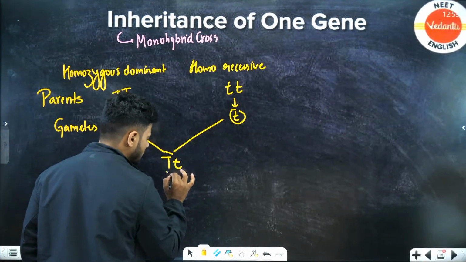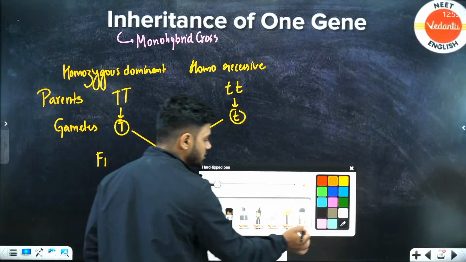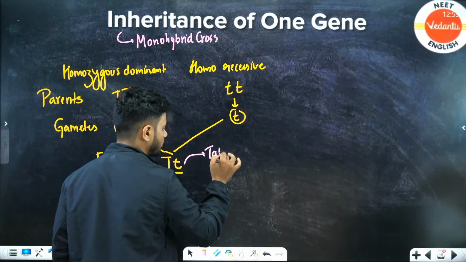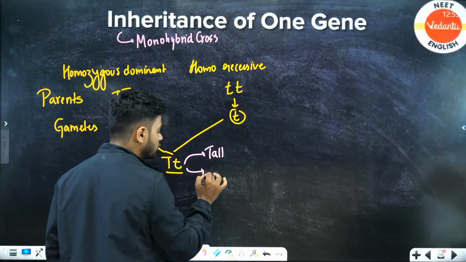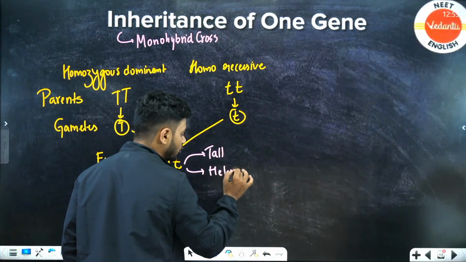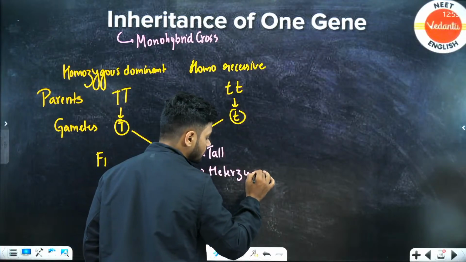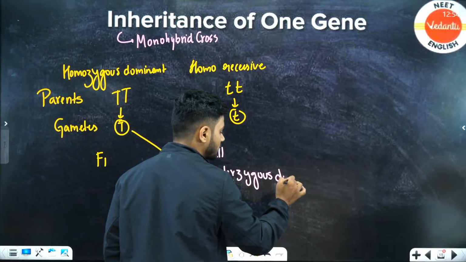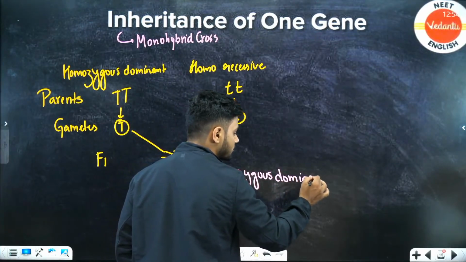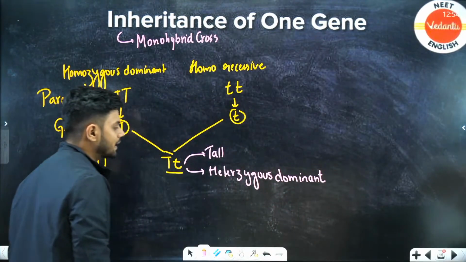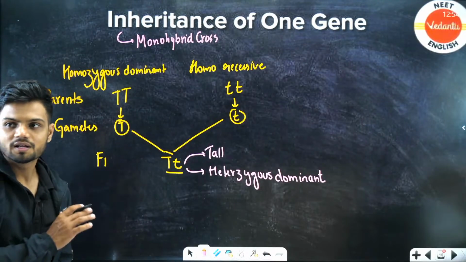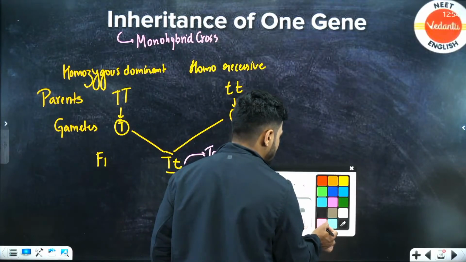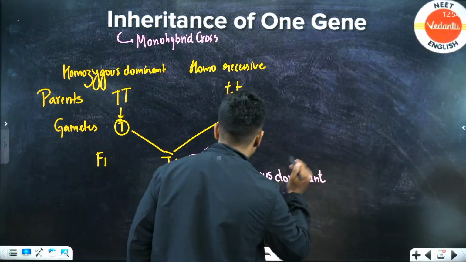Now tell me, this capital T, small t, what is going to be its phenotype? The phenotype is going to be a tall plant. What is the genotype here? The genotype is heterozygous dominant. Phenotype and genotype, done. Now, what is the third step, students? The third step is selfing of F1.